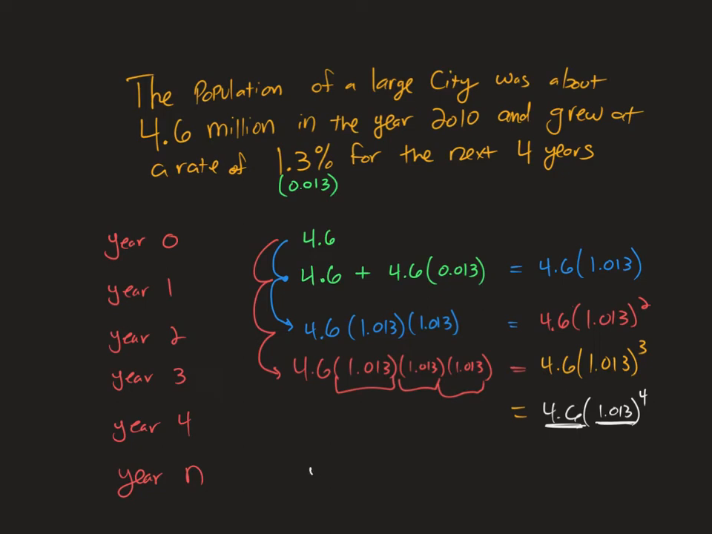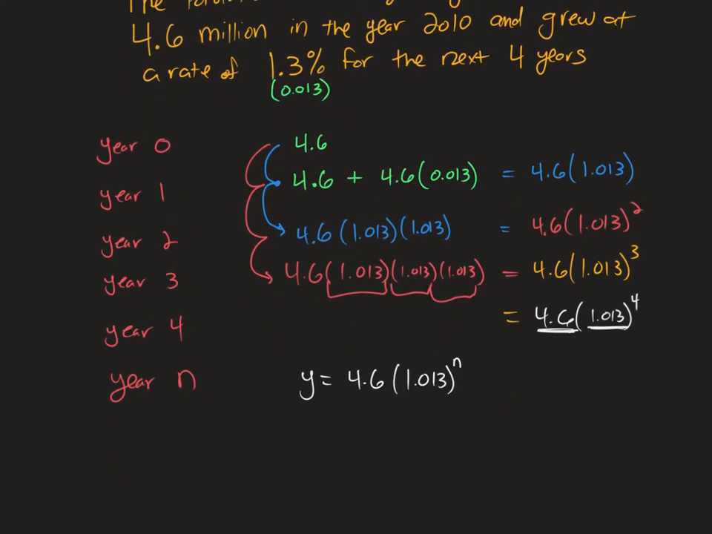Now, in general, we could ask, what is the population growth in general? Well, we're going to take the 4.6, representing 4.6 million so we don't have quite as many zeros, times the 1.013 to represent the growth of 1.3% to the power of n, for n number of years. What that lets us do is predict the population for any number of years. So let's say we want to know year 30. How many people are in this population after 30 years?